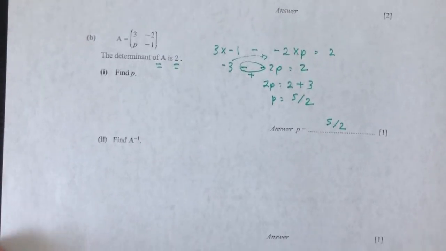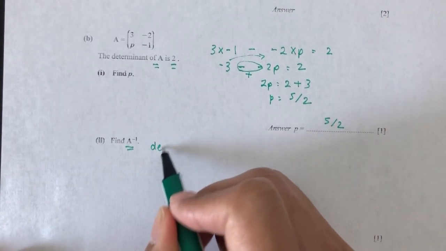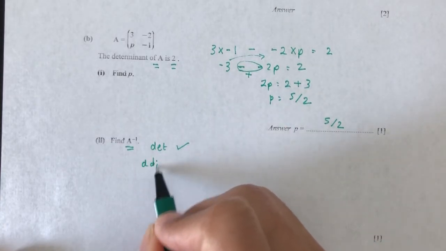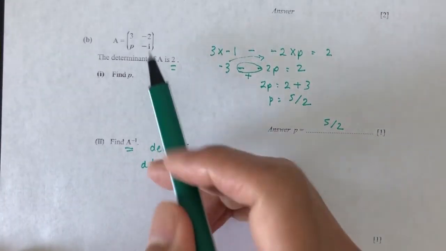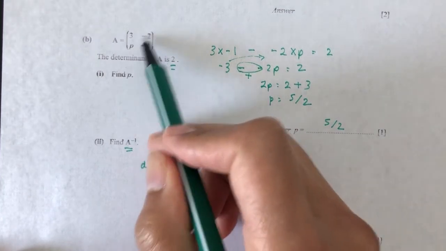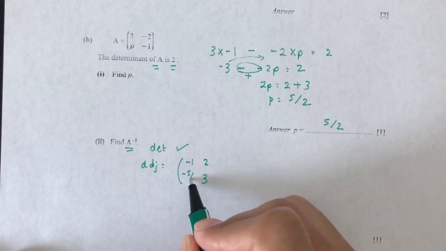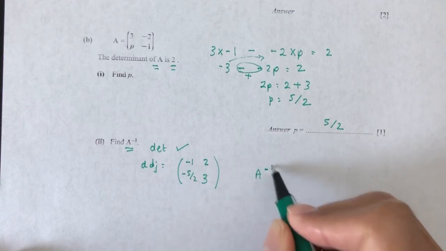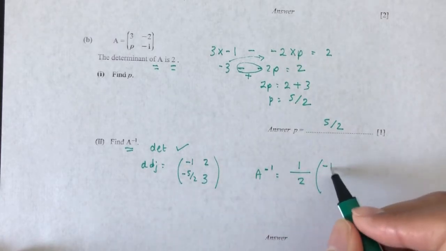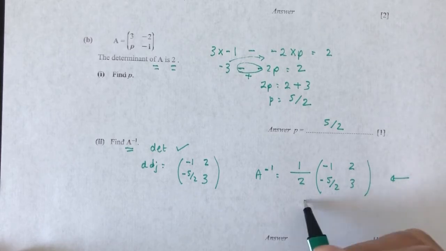So now for the last part, find A inverse. So to find the inverse of A, we need to find the determinant, which is given to us, which is 2, and find the adjoint matrix, which is easy. So we have to switch those two sides. So minus 1 goes up, 3 comes down, and switch the sign of these two. Minus 2 becomes 2, and 5 over 2 becomes minus 5 over 2. So A inverse is equal to 1 over determinant, which is 2, times this matrix, which is minus 1, 2, minus 5 over 2, 3. And that is your answer for part 2.